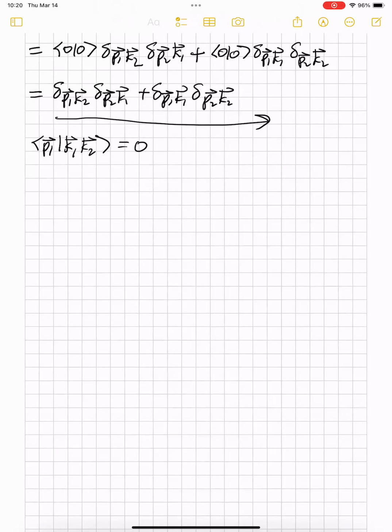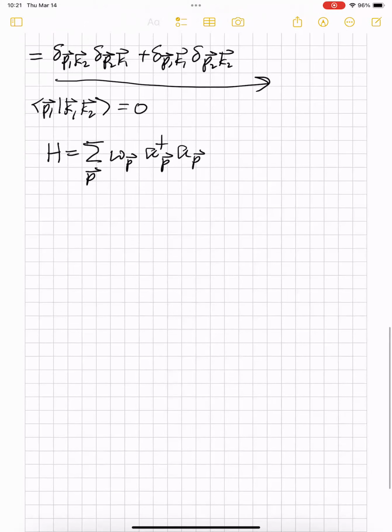Now I want to move on, and I want to give you an example of an operator inside Fock space. So for example, the Hamiltonian would be a sum over P, omega P, and then we would have a dagger P, A P. So this is a good example of an operator in Fock space. And I want to show you how we use this operator to act, for example, on a single particle state. So let's apply H to the state K.